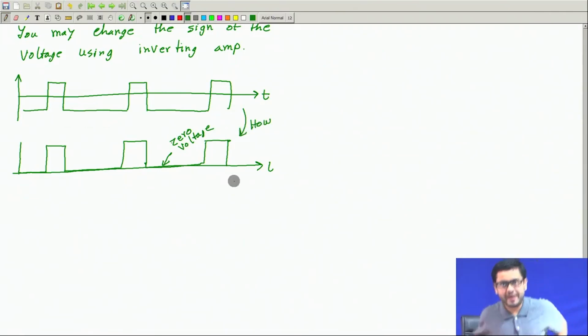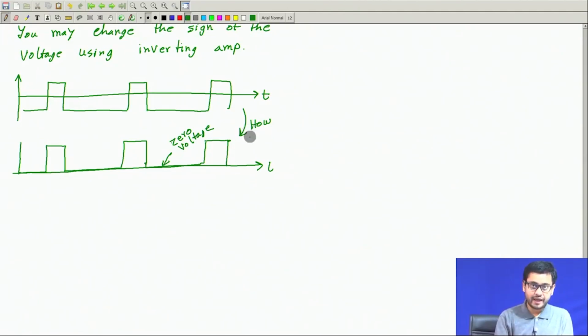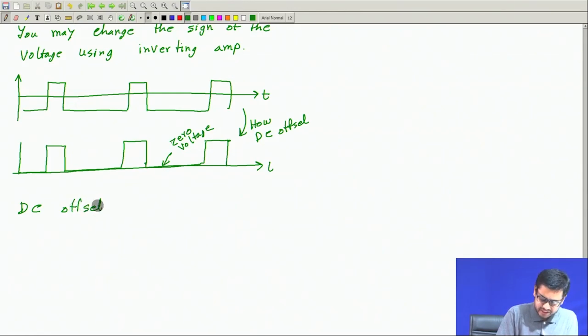This could be an interesting question to talk about, so let us talk about it briefly. This is like a DC offset addition, right? How can we realize this? Do you know? There are many possible solutions. One possible solution which comes to mind first is just an adder circuit.